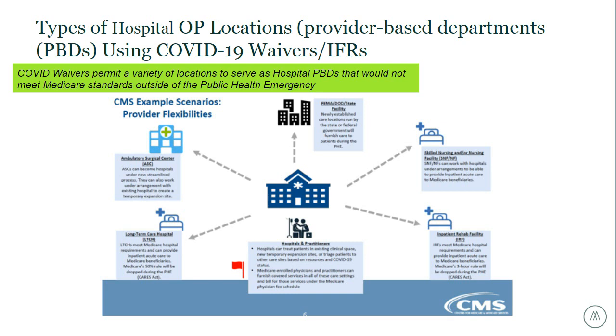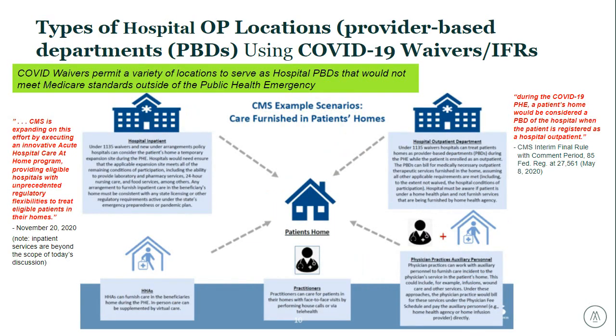So allowing the hospital outpatient department to include any number of new locations, community facilities, as well as the patient's home. Those of you who have been playing with the hospital at home program, there's really two paths for this. From an outpatient department service, which is really the topic of this discussion, the home can be a hospital outpatient department, and the hospital can get paid under OPPS for those services.